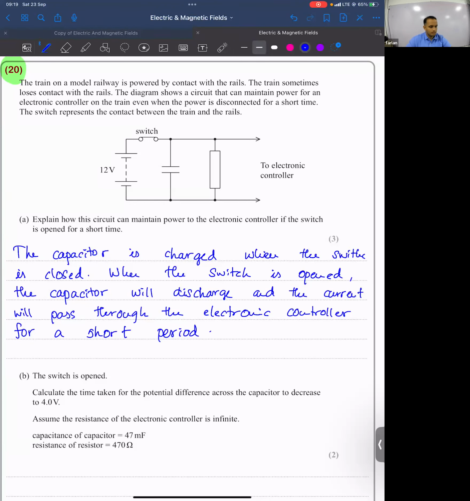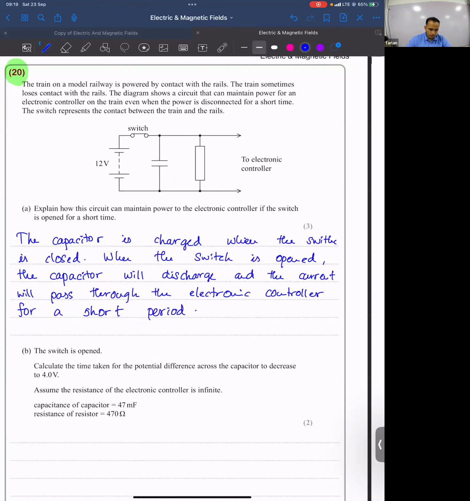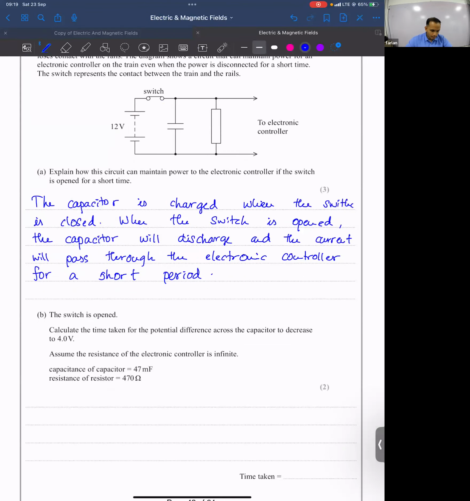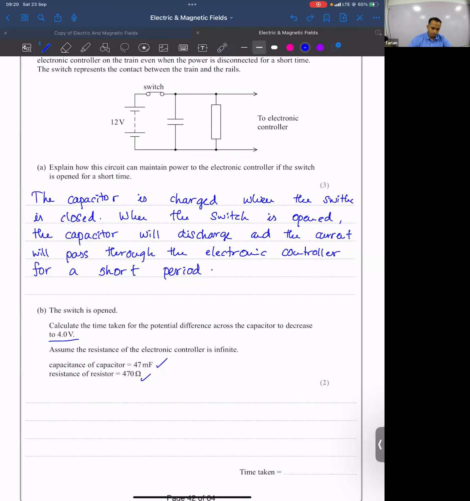Okay, right. Where the switch is open. Calculate the time taken for the potential difference across the capacitor to decrease to 4 volts. Assume that the resistance of the electronic controller is infinite. The capacitance of the capacitor is given as 47 millifarads. There's a resistor here, and its resistance is given as 470 ohms.